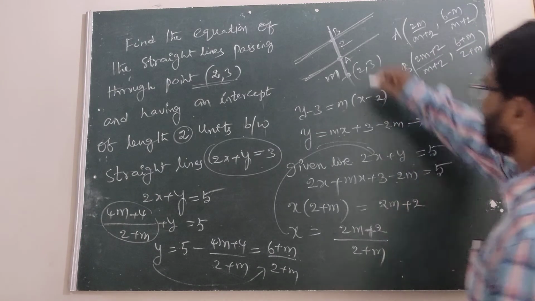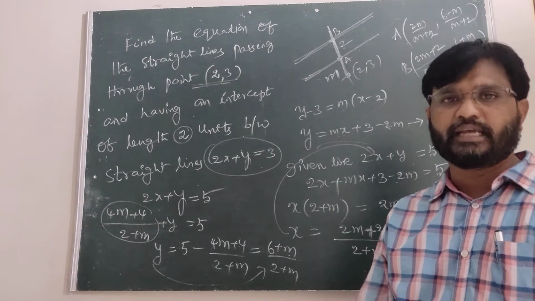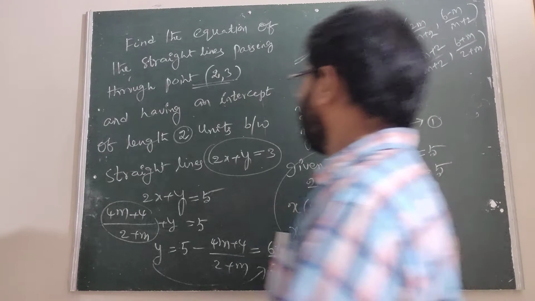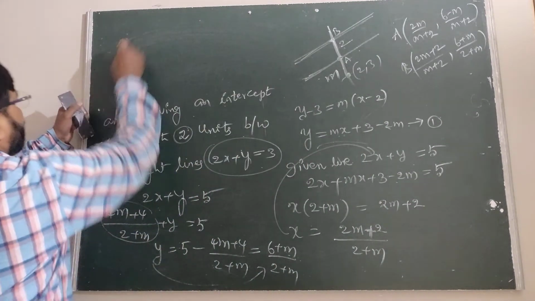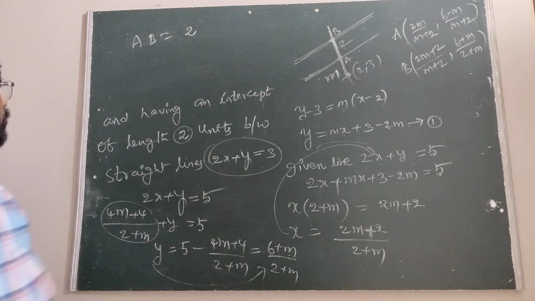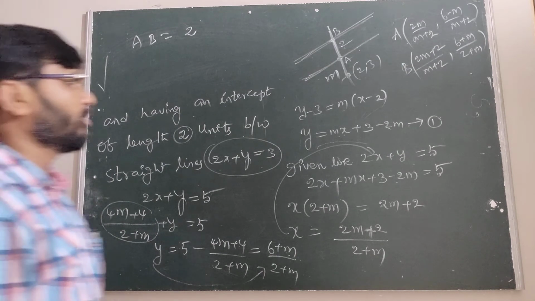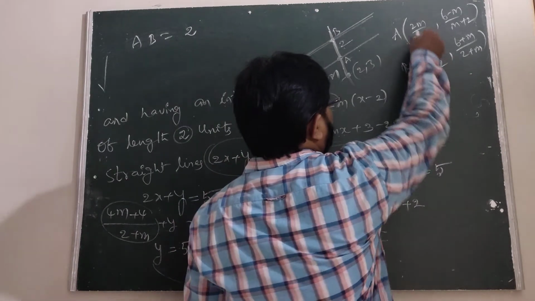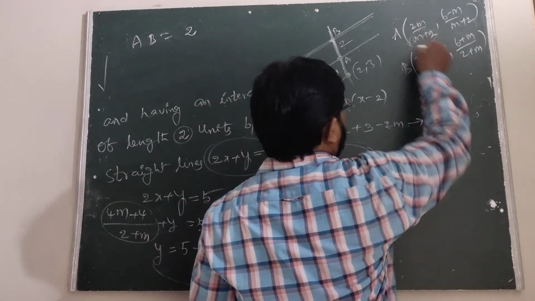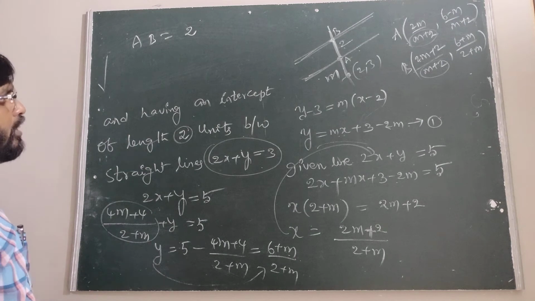But given that the intercept is 2, the length of the segment between the parallel lines is given by 2. Therefore the length of AB is 2, so we can write AB equals 2. AB means the distance between the 2 points, the square root of (x2 minus x1) whole square plus (y2 minus y1) whole square. That is 2m minus 2m, 0, and this is the 2. When the denominators are equal, directly subtract the numerators. That is, 2m and 2m cancel.